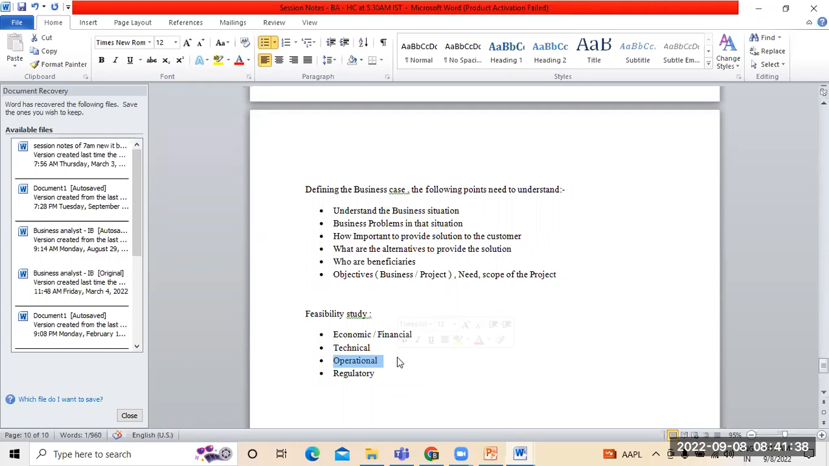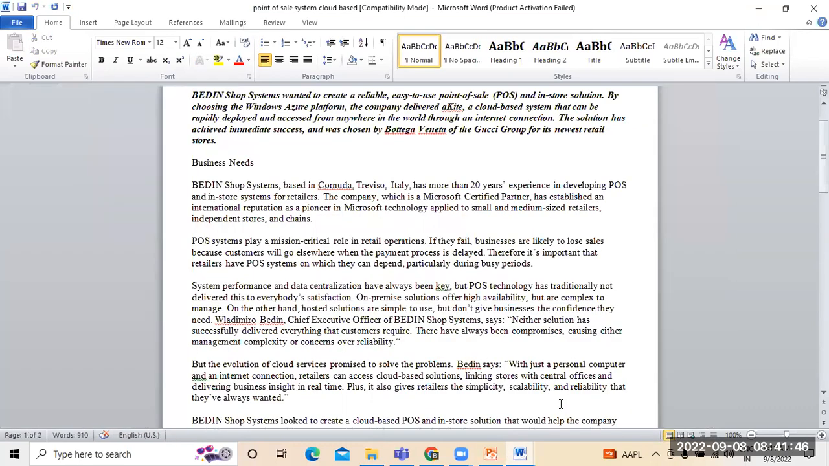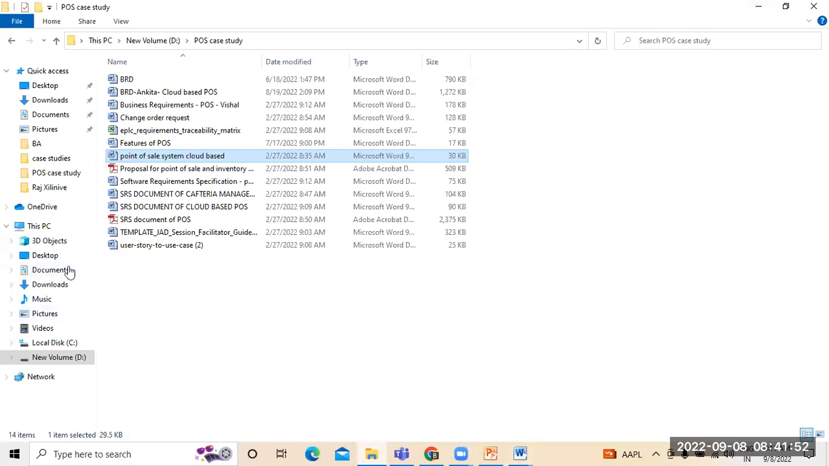This all comes under the business case, right? Which comes under enterprise analysis. This is what you need to study in the 3rd level. Whereas the next one we are talking about is requirement lifecycle management.